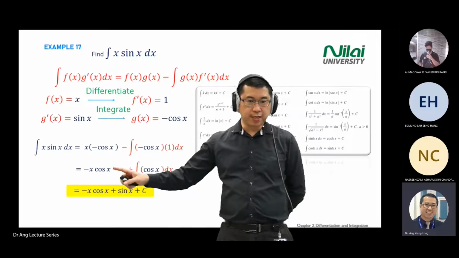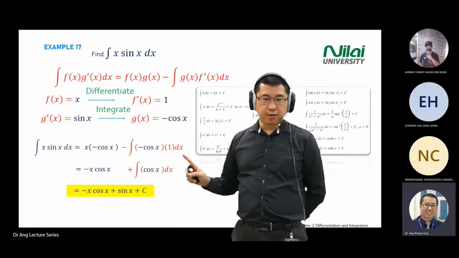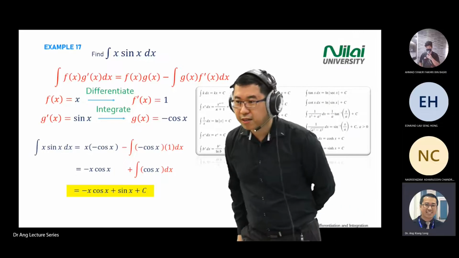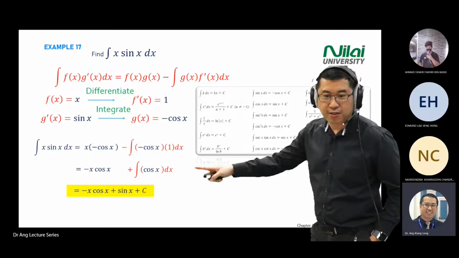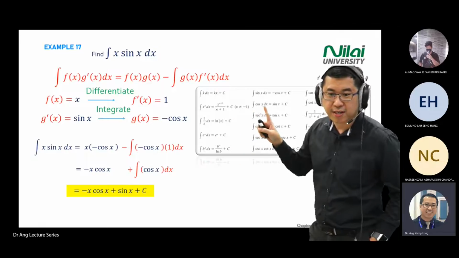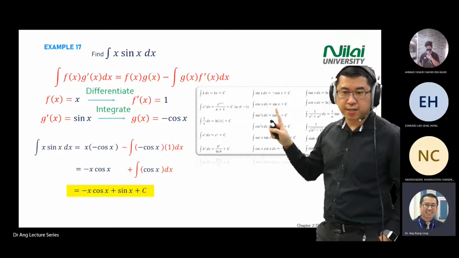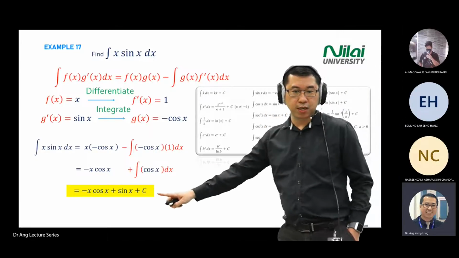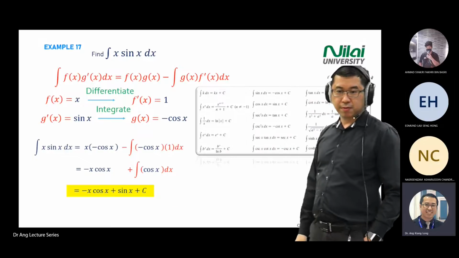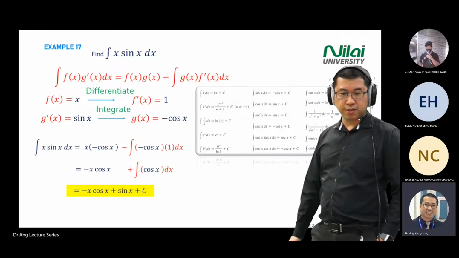So the final answer is minus x cos x, this one. This one refers to this one. Let me see. It is cos, so it's this one. Okay, so you refer to this one, equal to sin x plus c. We just copy the whole answer into here. Basically, you don't need to memorize. There is a table for you to refer.